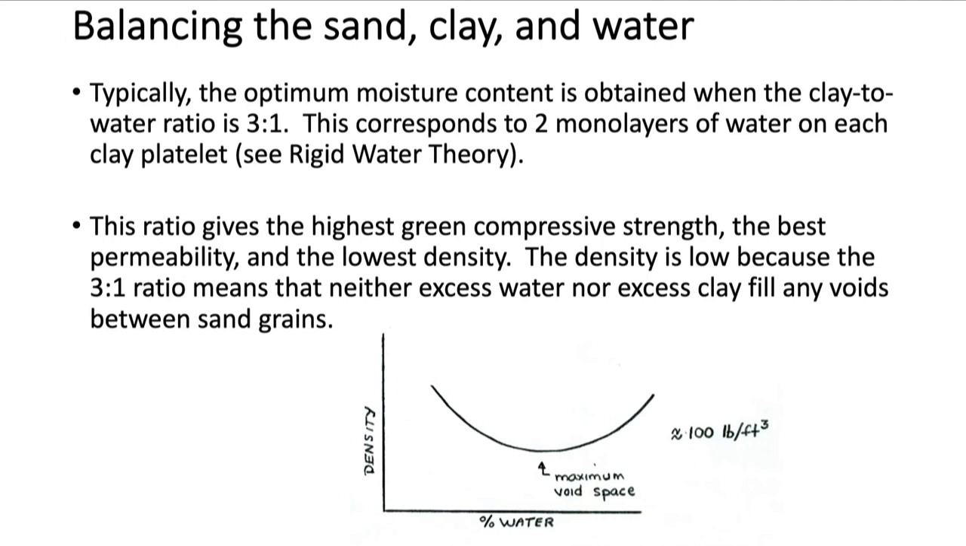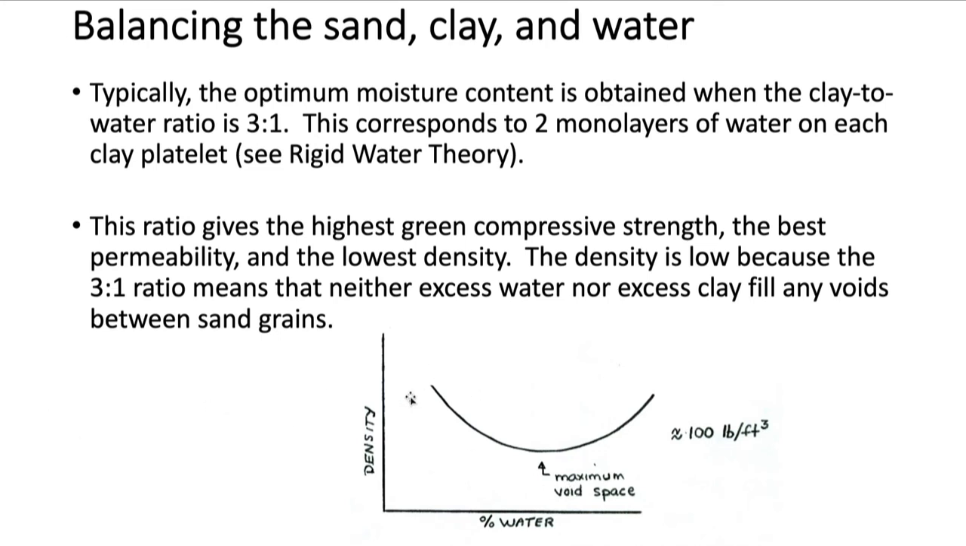So one of the things you're going to do in that lab is calculate the density of that 2-inch by 2-inch diameter sample. Generally, the density is also the lowest when you have your maximum void space. We just talked about that a second ago. Highest permeability will also be the lowest density. So when we have our 3-to-1 ratio, we should also have about 100 pounds per cubic foot, and it will be the lowest density of our sand.